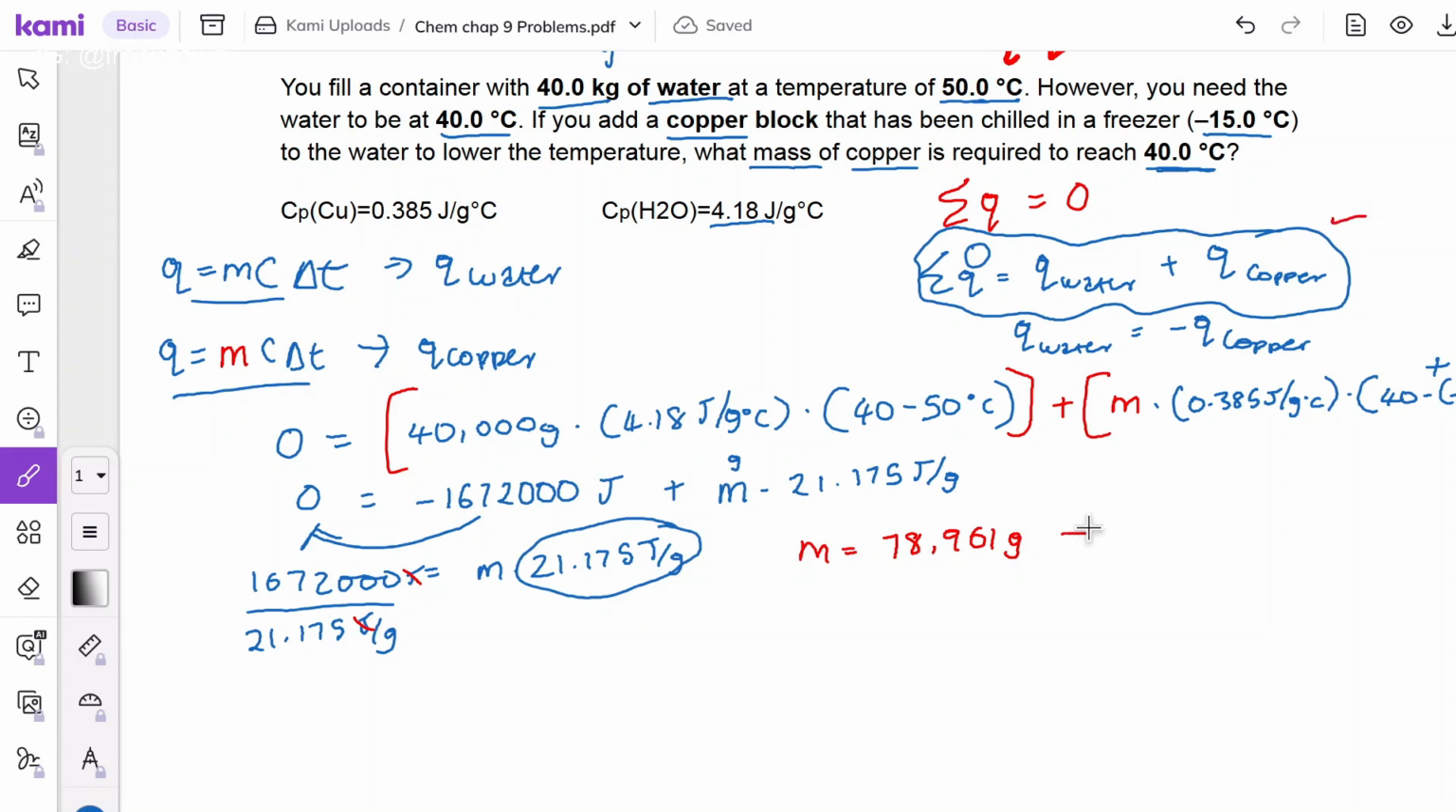And you can also change this back to kilograms because they gave you the mass of water in kilograms. And what you do is divide it by 1,000. So you move the decimal point 3 times to the left, and then it becomes 78.961 kilograms. And that's the mass of copper you need.